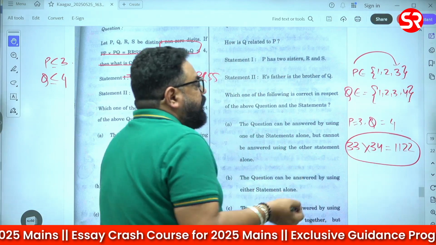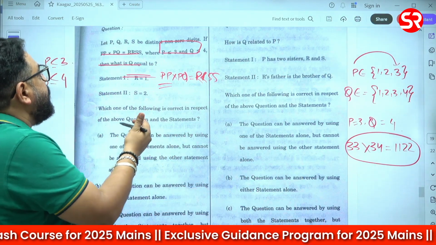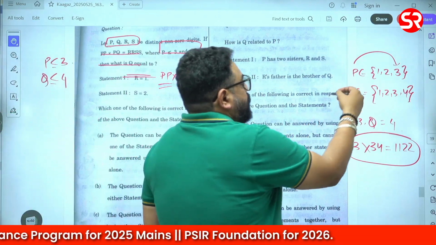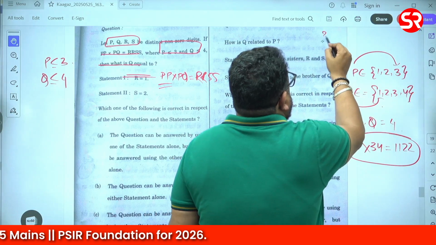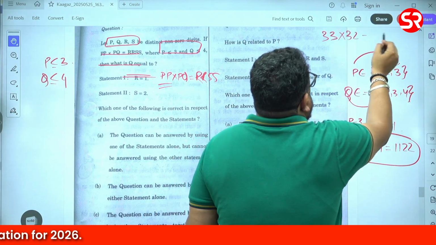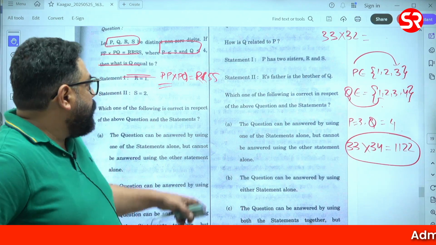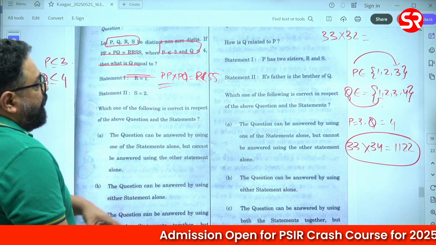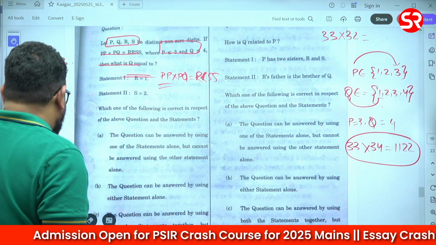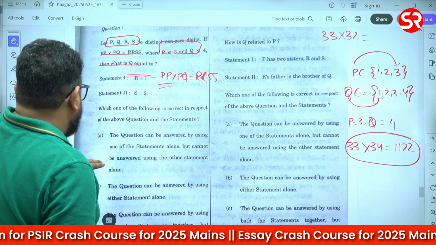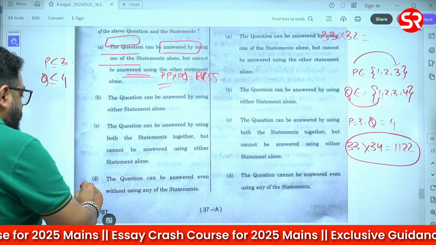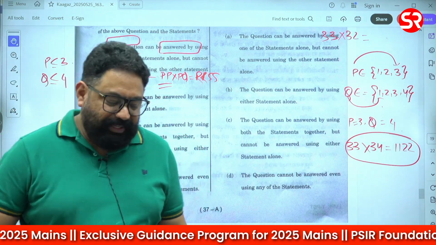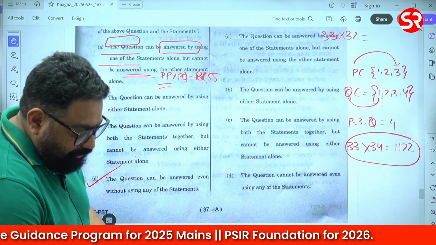There cannot be any other value, because he says P, Q, R, S are distinct. Which means if I take P equal to 3, then Q would be 2, right? That gives 33 into 32, right? 33 into 32 is not giving you the RRSS pattern. This unique pattern is only possible when P is equal to 3 and Q is equal to 4. So your answer is very simple. The question can be answered even without using any of the statements. Okay.